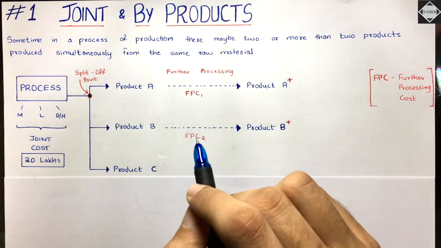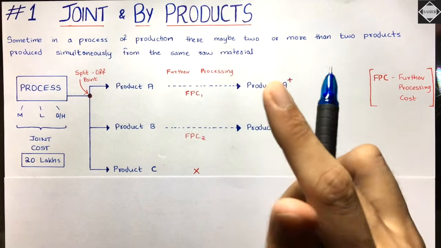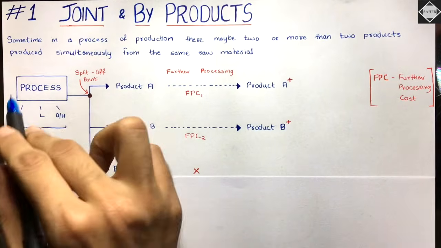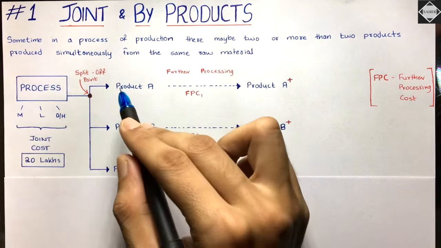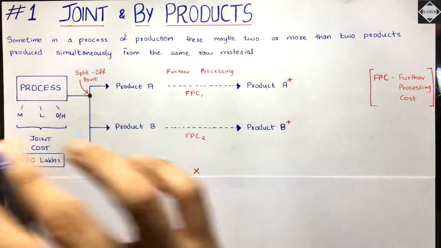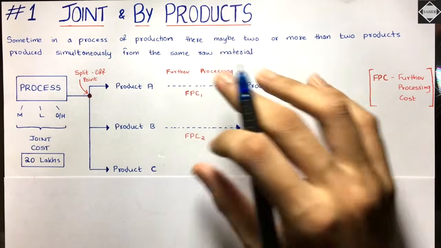But the main problem is that here, right, here also cost has been incurred, isn't it? Here also cost has been incurred, and we don't know how much cost has been incurred for product A, how much for product B, and how much for product C. That's the problem. Okay, we'll come to that later. Don't worry about that. Right now we're discussing further processing.